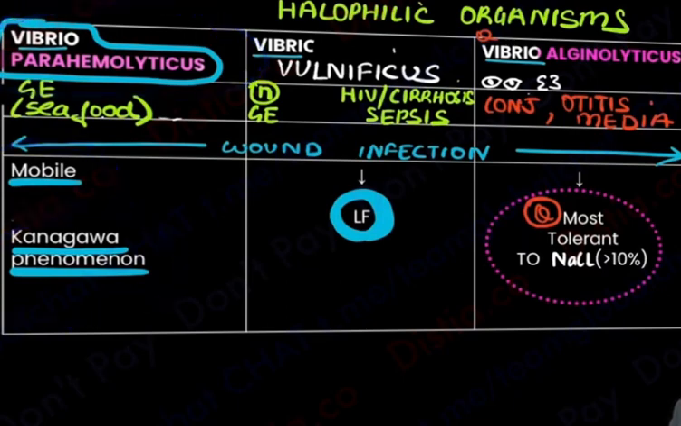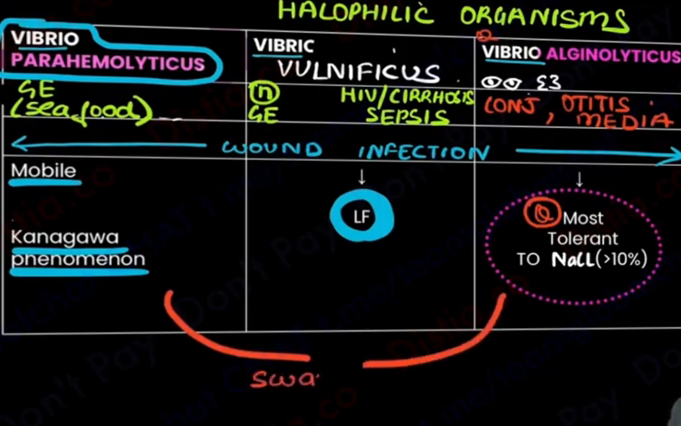One last thing before I end Vibrio, can you help me with this small information: which of them can show you swarming? I told you the mnemonic for swarming in the previous chapter, called PVCs, in which I told you parahemolyticus and alginolyticus are responsible for swarming. Remembered? Yes, this is it. So these two show me swarming, and vulnificus is going to show me lactose fermentation. So this is my final go-to summary, and all the halophilic salt-loving organisms are sorted.